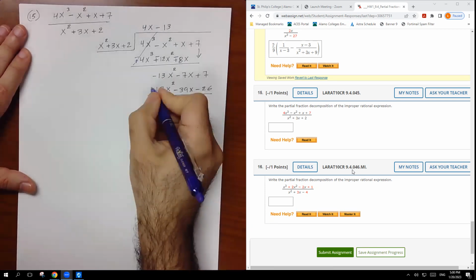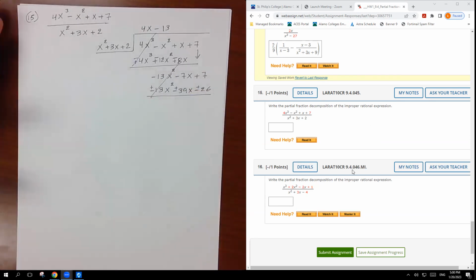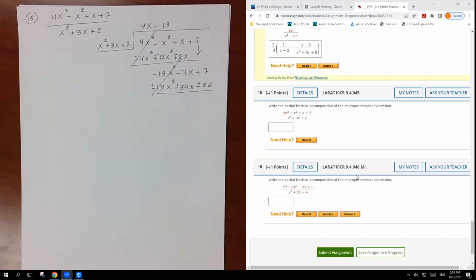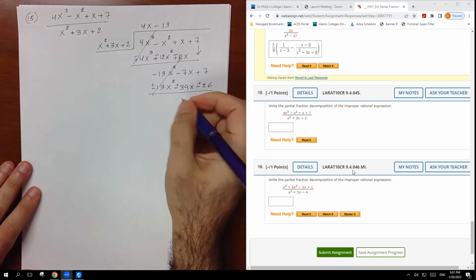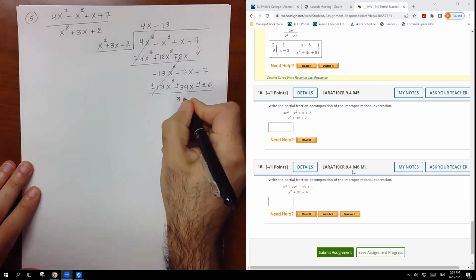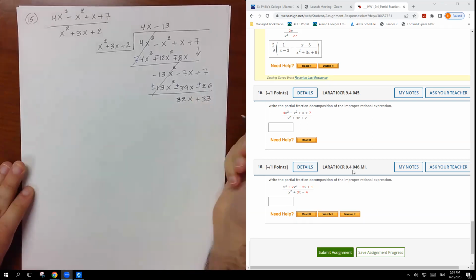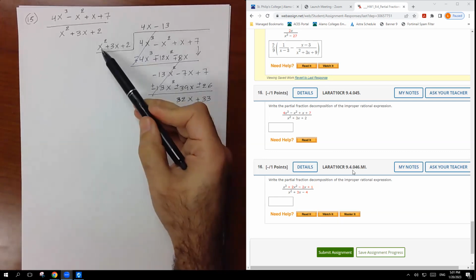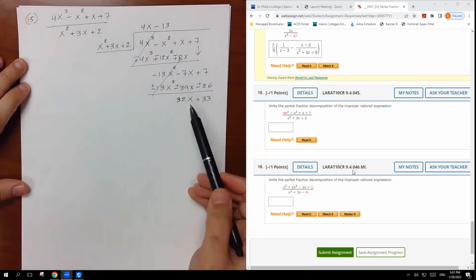Change the sign. This one is going to be plus. This one is going to be plus. This one is going to be plus. Cancel these. Now we just have to add. Negative 7 plus 39 is going to be 32x. And 7 plus 26 is 33. So now 32x divided by x squared: this is x squared, this is 32x. So we can't. That means this is the remainder.